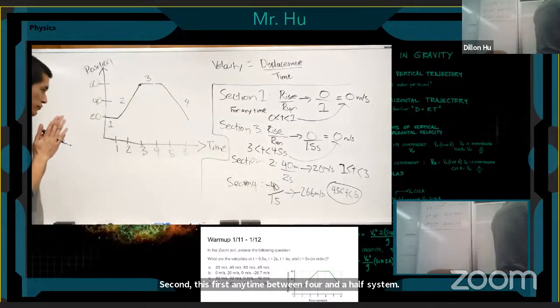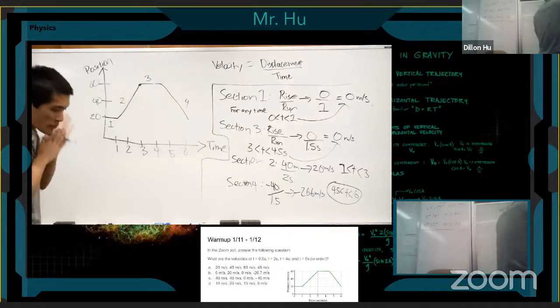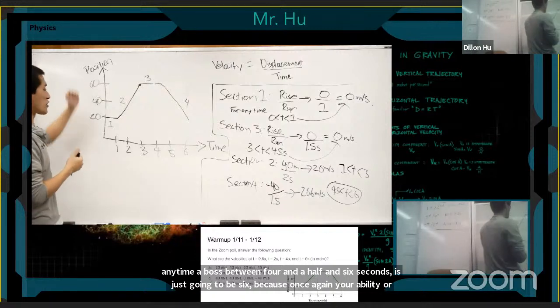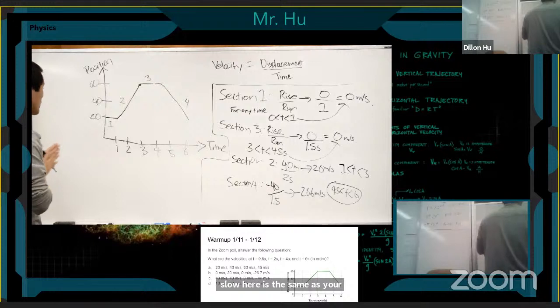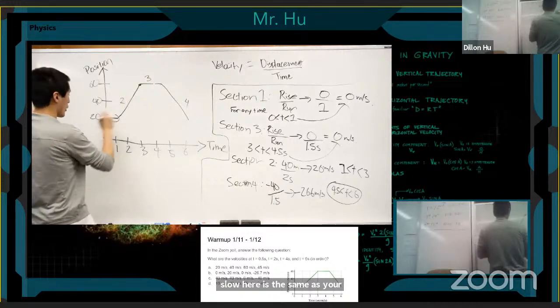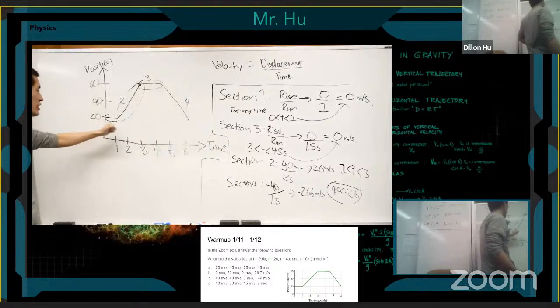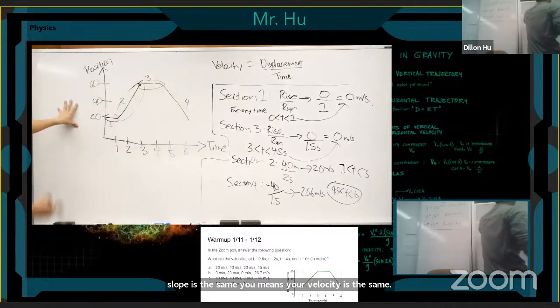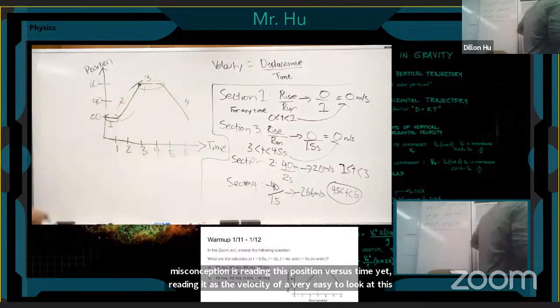Okay, let's talk a little bit about misconceptions. Probably the most common misconception is reading this position versus time graph as a velocity versus time graph. It's very easy to look at this and be like, okay, for the first second we're going 20 meters per second, for the second second we're going 40, the third one we're going 60. But if we actually look at this, our position is not changing for the first second. So our actual velocity is 0. So we've got to look at how much our position is changing per second in order to identify the velocity.